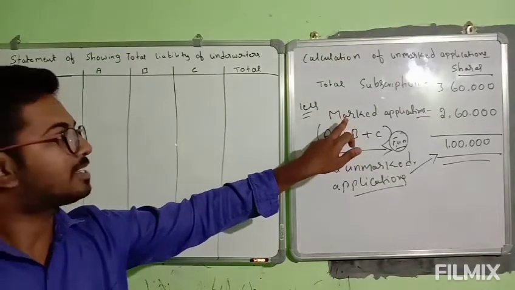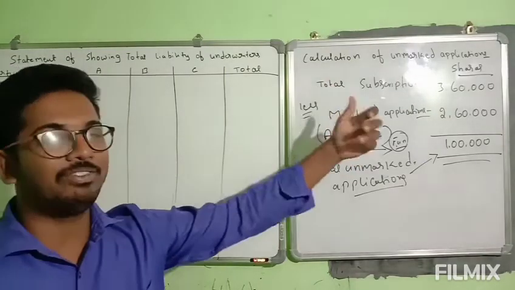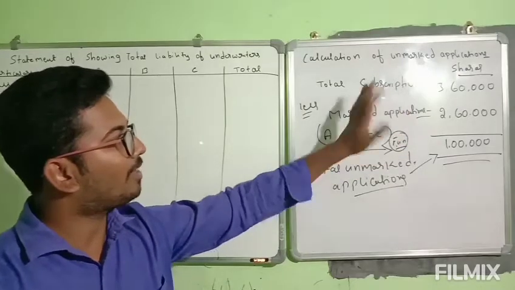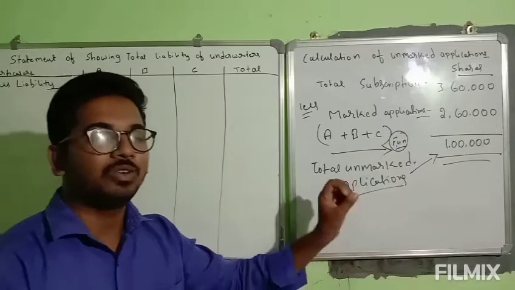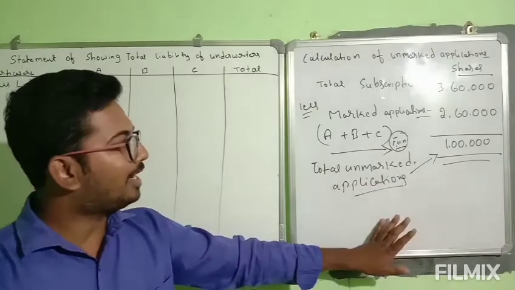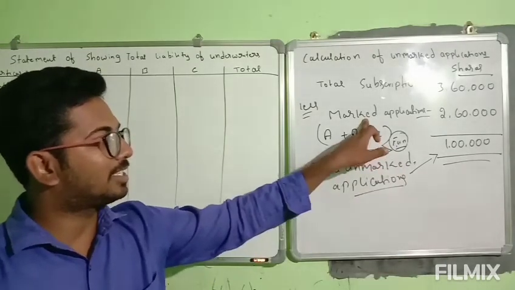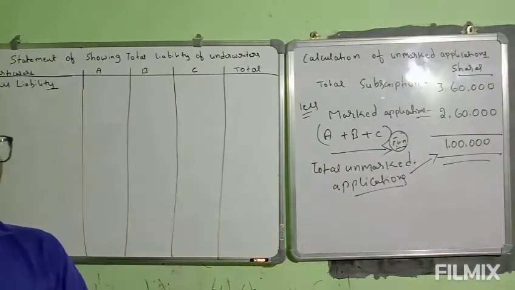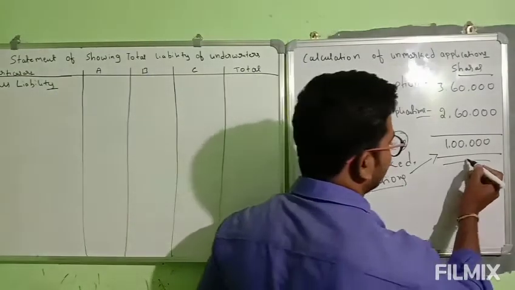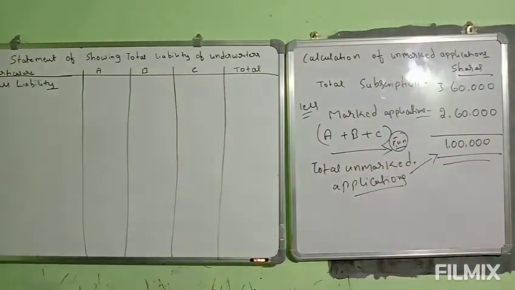In a previous sum, where total subscription did not include firm underwriting, at that time we treated firm underwriting on par with unmarked applications. But in this question, firm underwriting is included in the marked applications, so we treat firm underwriting as part of marked applications. This is what we call the total unmarked applications.